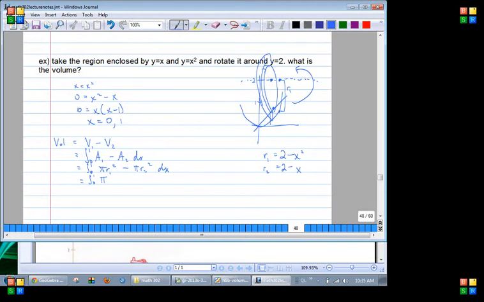So going from the axis to the graph, that right there is R2. And so that distance is 2 minus x, so 2 minus x squared minus 2 minus x squared, all dx.